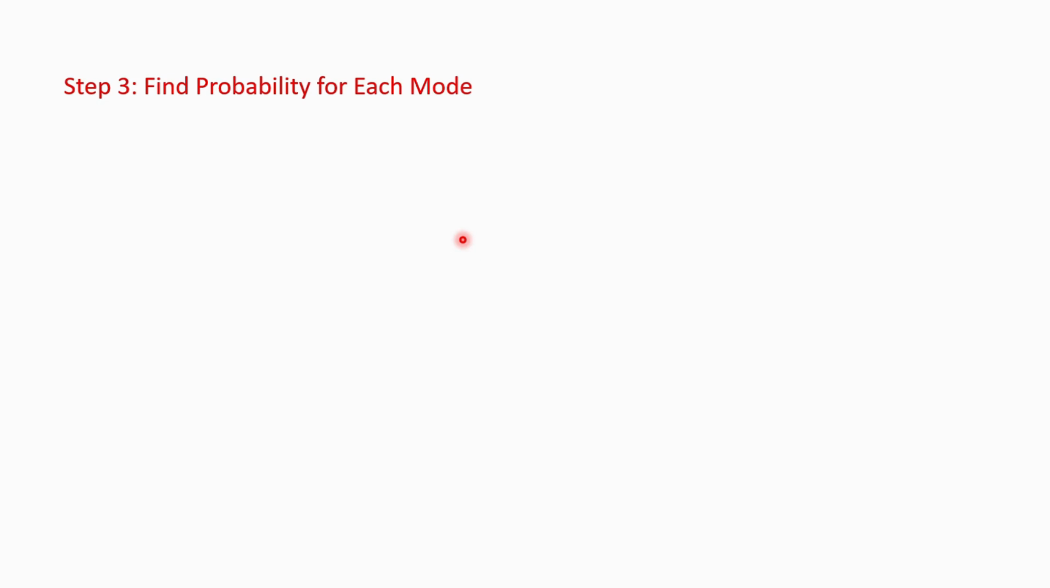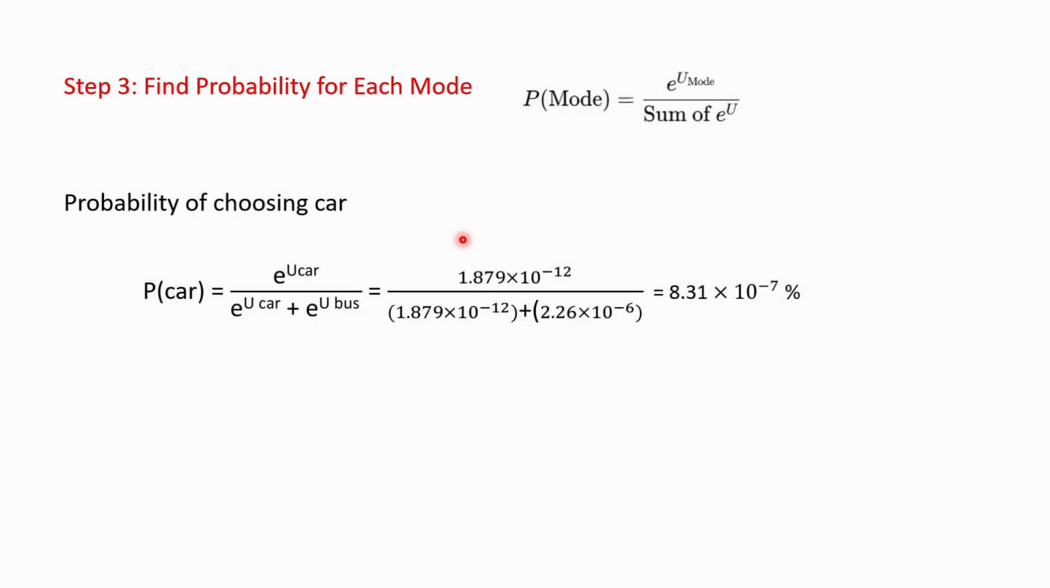That's all. In order to find the probability, the equation is: the probability of choosing a mode is e raised to the utility of that particular mode divided by the sum of e raised to the utility of all the modes considered. So the probability of choosing a car, P car, is equal to e raised to U car divided by e raised to U car plus e raised to U bus. In this question, we are given only car and bus. If there were walking, train, flight or other modes, you would add all those modes in the denominator.